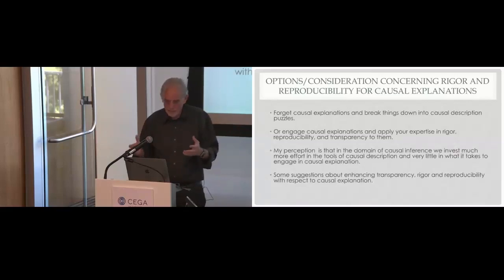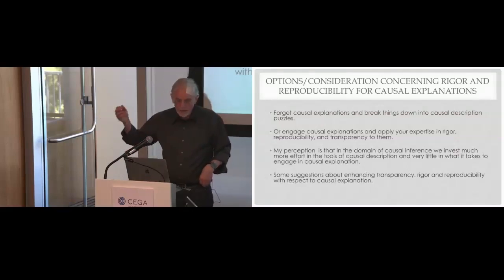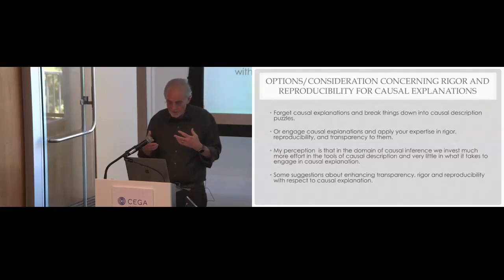And that can be congenial with a lot of you, and that's just what you want to do. Or engage in causal explanations and apply your expertise in rigor, reproducibility, and transparency to them. My perception is that in the domain of causal inference, we invest much more effort in the tools of causal description and very little in what it takes to engage in causal explanation. And I have a few suggestions about enhancing transparency, rigor, and reproducibility with respect to causal explanations.